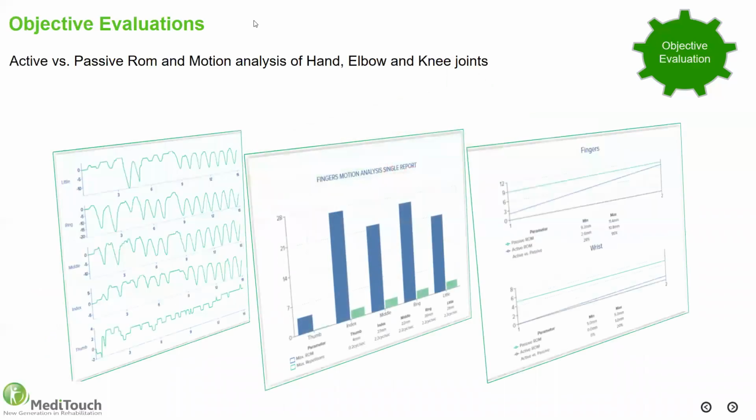And the last one is the objective evaluation that the system can provide, objective and quantitative data about biomechanical parameters of the hand or elbow and knee, like range of motion or behavior of the movement, speed of the movement.